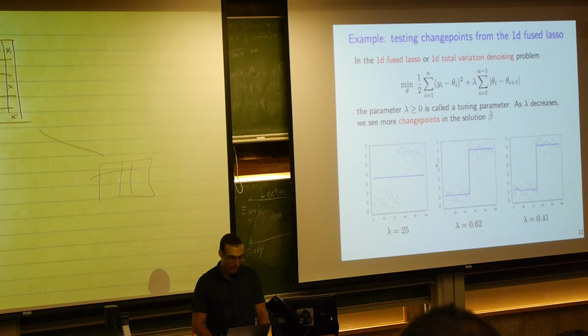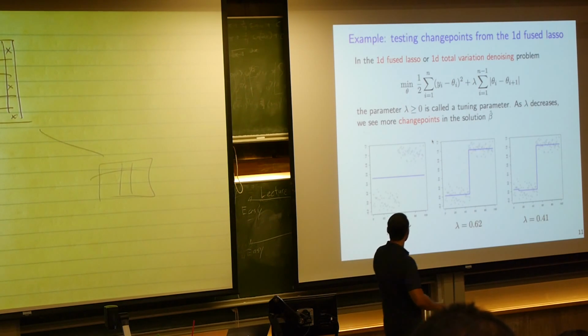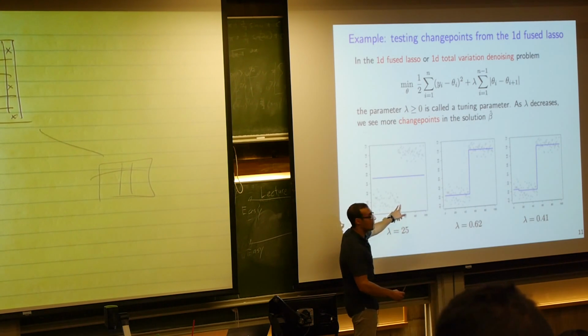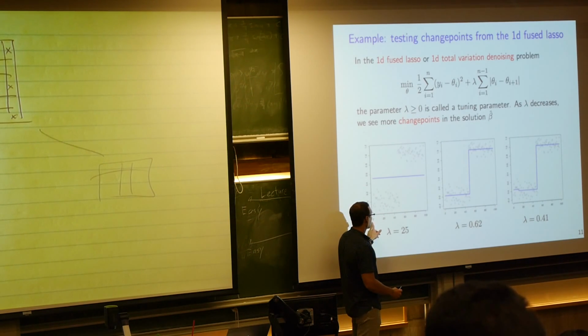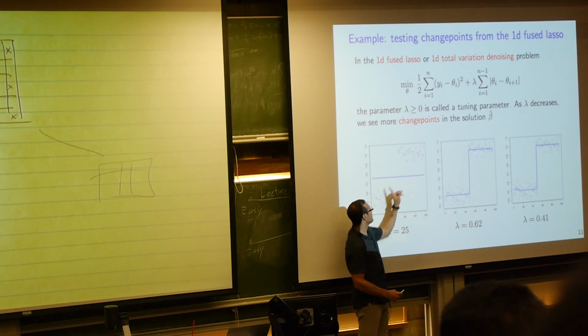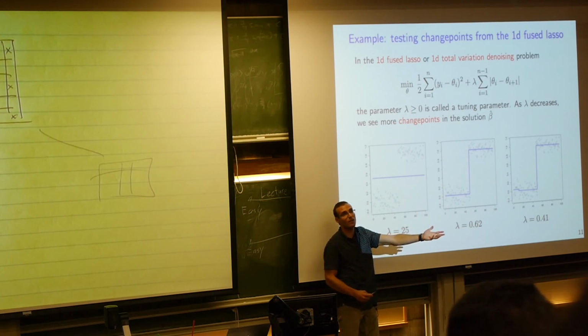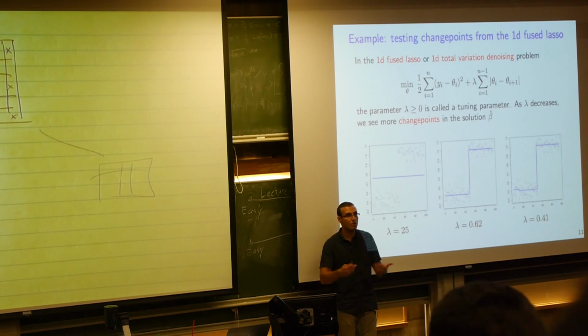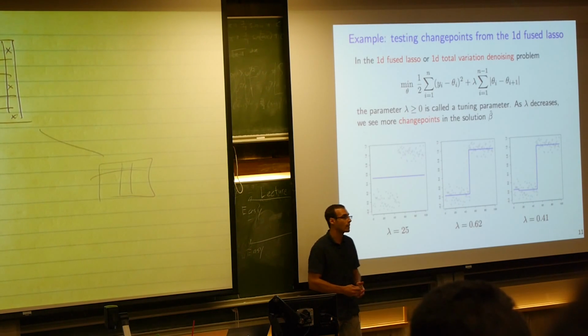So here's an example. Let's suppose these light gray points are my y points. I'm plotting them versus the index, 1 through 100. I think probably that the mean is constant here and the mean is constant here. It's kind of obvious visually, but this is an algorithm to do this kind of thing for us automatically.